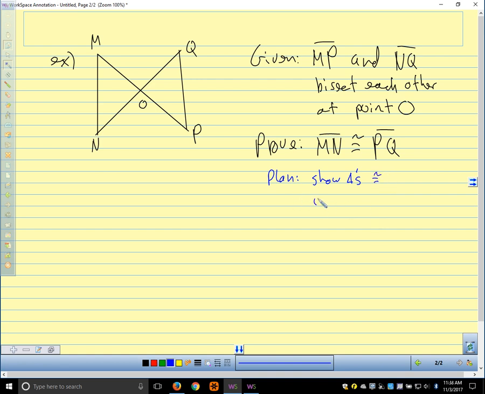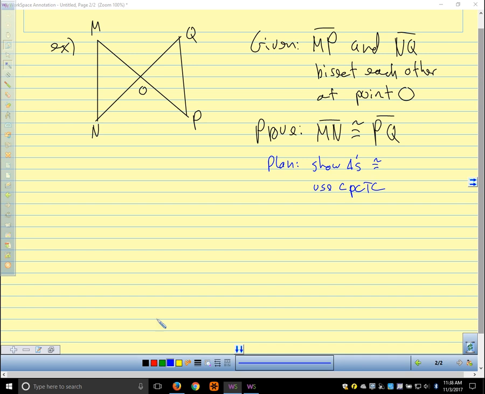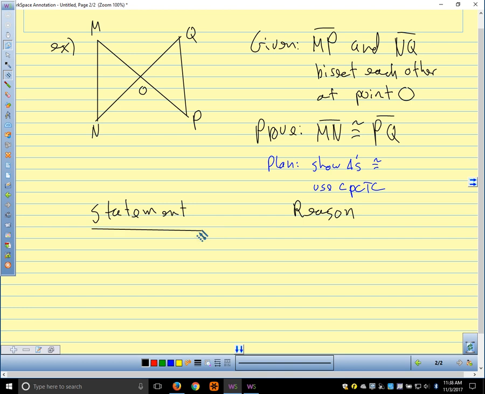And then we can use CPCTC. So we want to prove that the triangles are congruent. If the triangles are congruent, then all the matching parts have to be congruent. And then we can say that those two segments are congruent. So let's write our proof statement and our reason. And I'm not going to rewrite the given stuff. So I'm just going to draw a little arrow here. All that stuff is given.